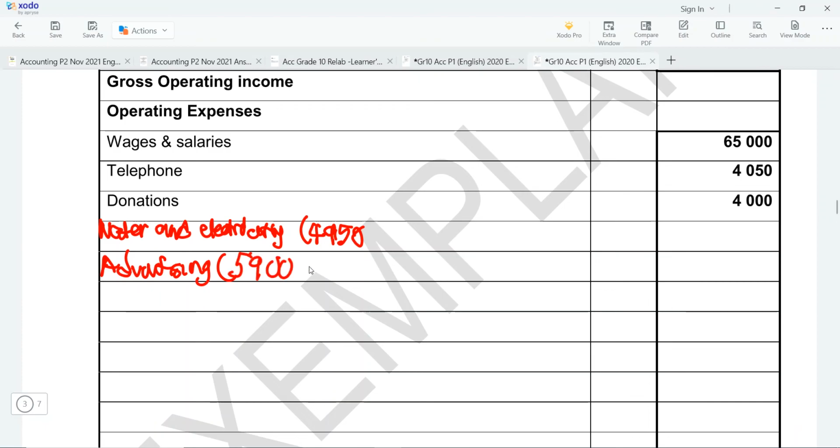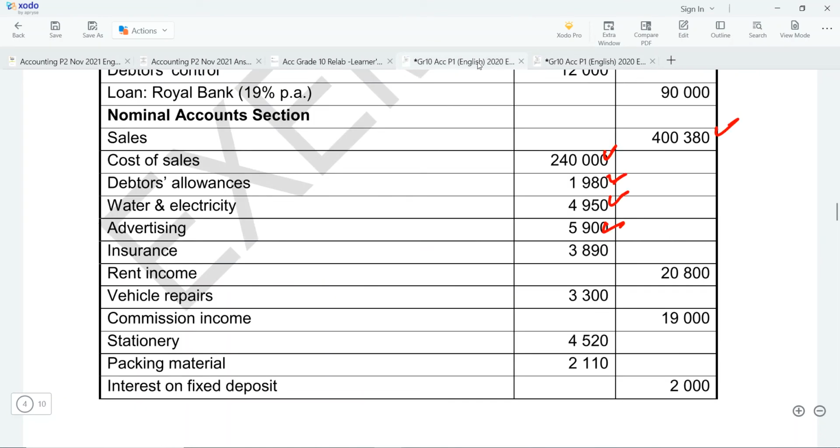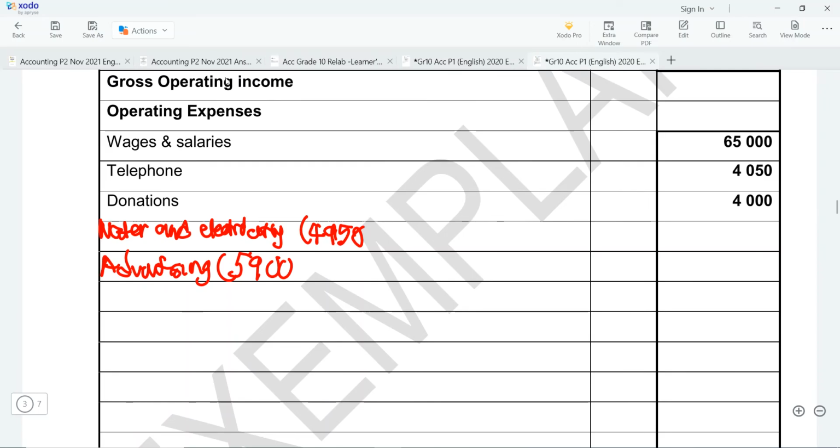Okay, and then from there I'll go and check the next expense that is given to me. I'm also given insurance as 3,890. So I'm going to write that insurance if it's not included here. So I'll write insurance 3,890, and then I'll proceed to go and check the next account that I have here.